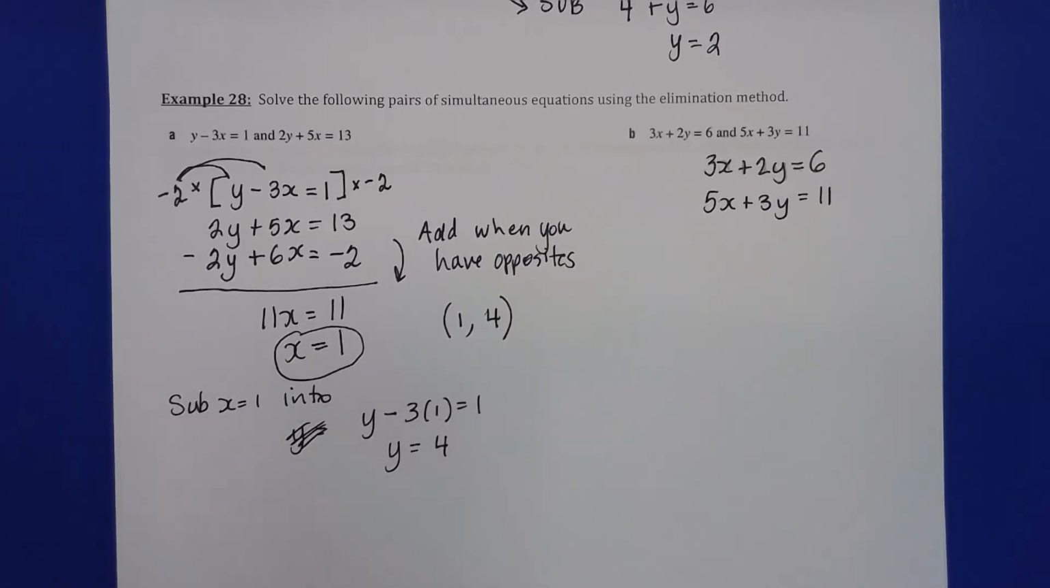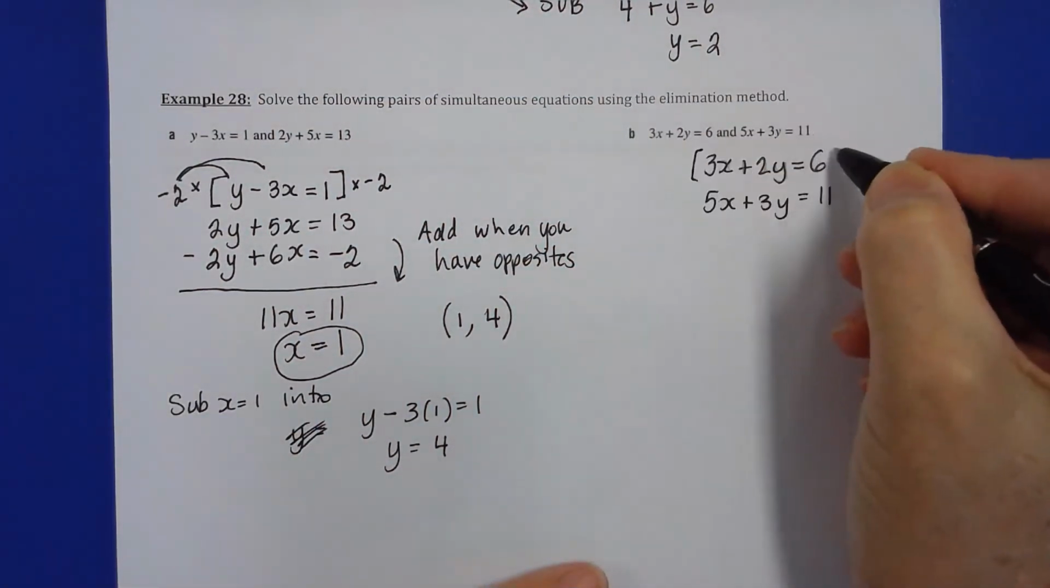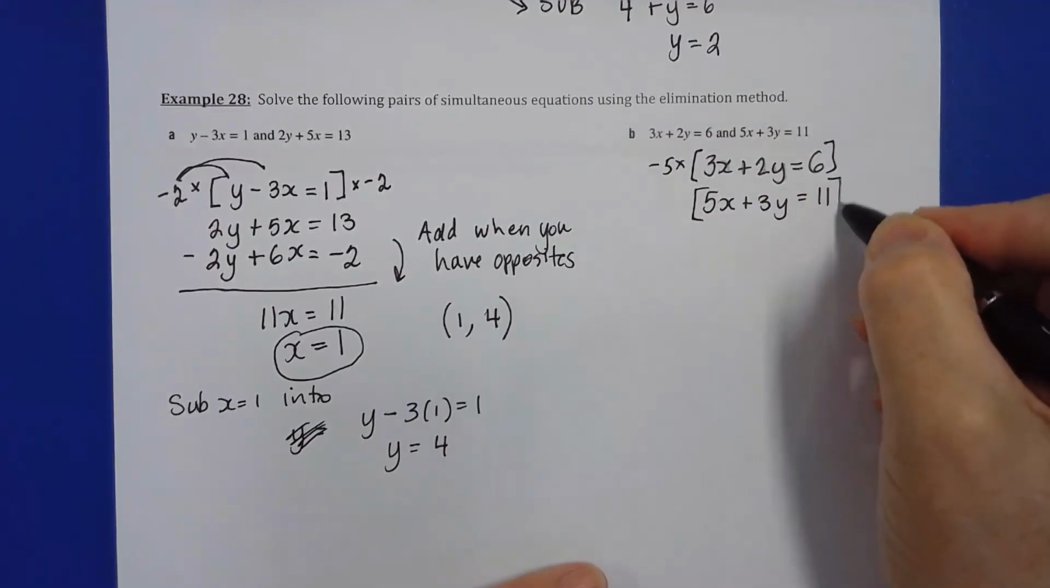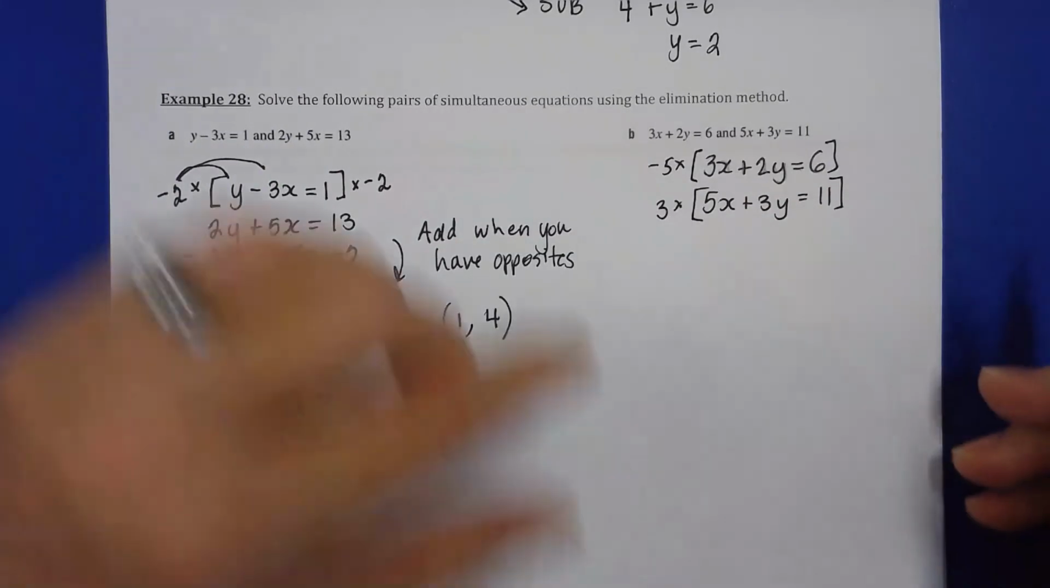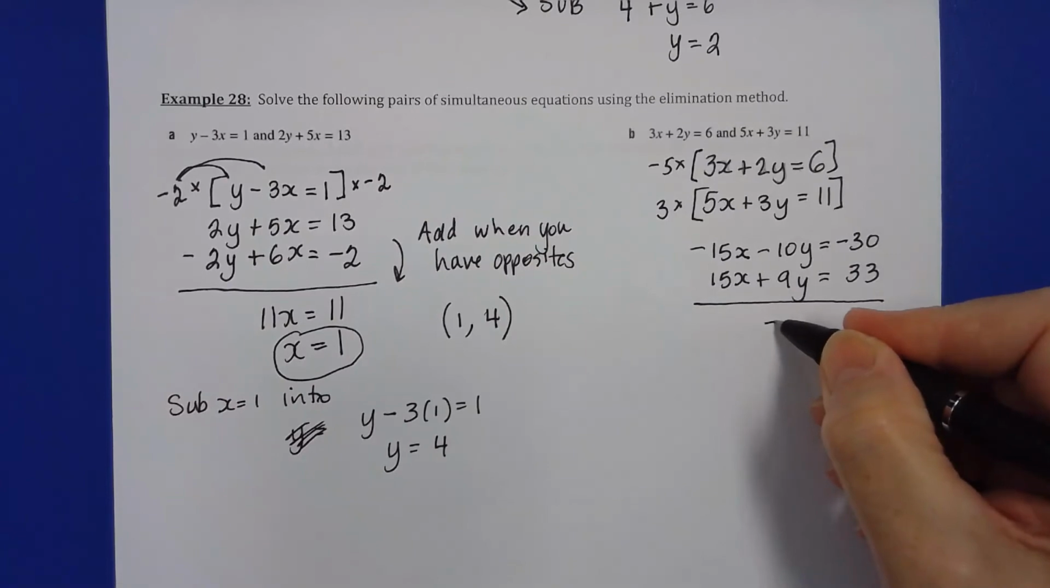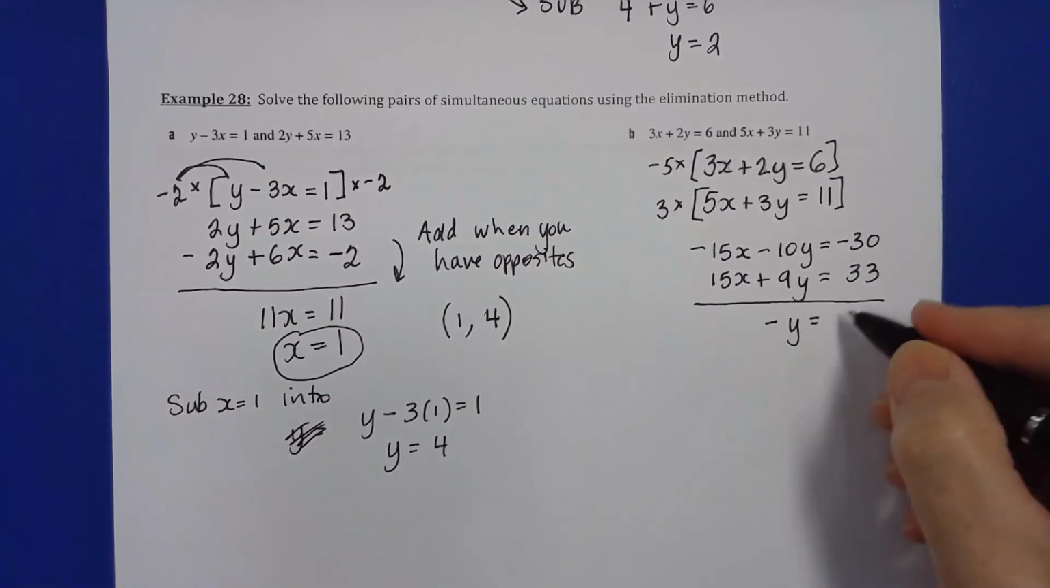Like last time I could multiply by -2 and I could make an opposite. So this time I'm going to have to multiply twice. What could you do? Okay, so we decided that we would multiply this one by -5 all the way, and this one by 3 all the way. Okay, so we've done our multiplication, and now we're going to add straight down and get -1y equals 3.